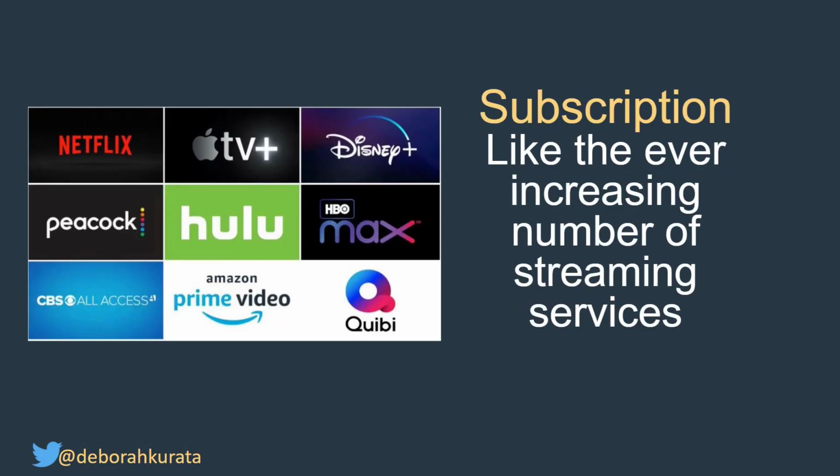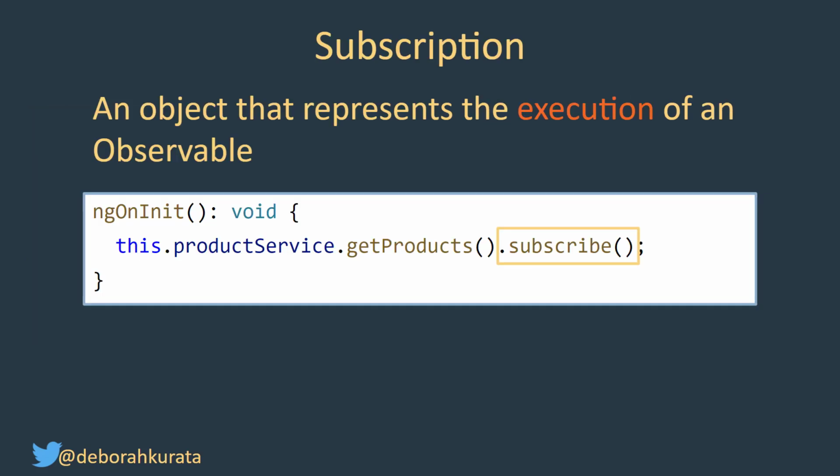So that takes us to our next term, subscription. Like the ever-increasing number of streaming services, you have to have a subscription for it to emit anything for you. So if you want to watch that new Star Trek series, you have to get CBS All Access. If you want to watch Mandalorian, you've got to get Disney Plus. You've got to have that subscription before you can start downloading or viewing those programs. And in RxJS land, it's similar. You have to subscribe before it's going to start giving you something.